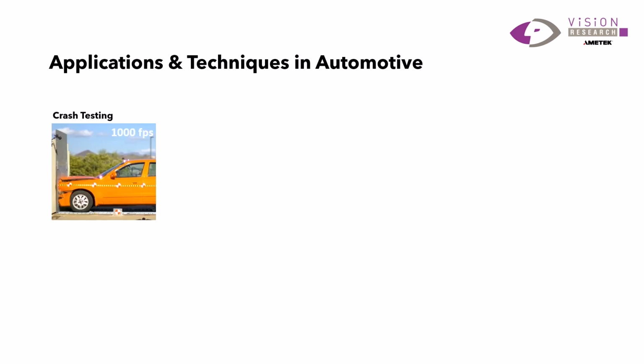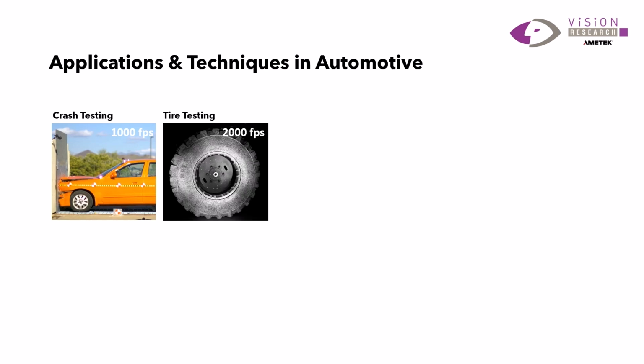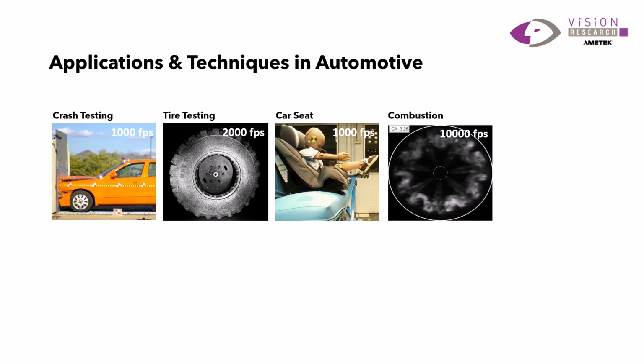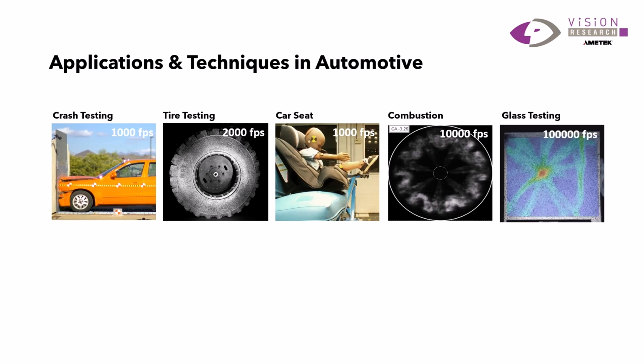Now, for typical crash tests, you'll see cameras running at around 1,000 frames per second, sometimes 2,000, sometimes 5,000 frames per second. We've been on tests where we looked at tire testing, accelerating deformation in a tire, around 2,000 frames per second. Looking at car seat and seatbelt testing, right around 1,000 frames per second. Inside the engine or some kind of combustion testing could be upwards of 10,000 frames per second. And then looking at glass fracture and deformation in these materials could be upwards of 100,000 frames per second.